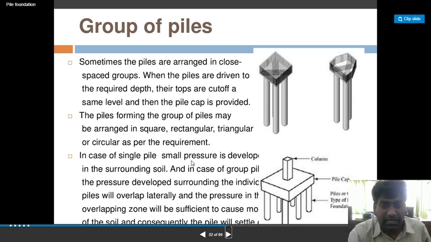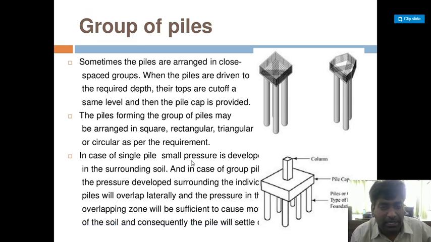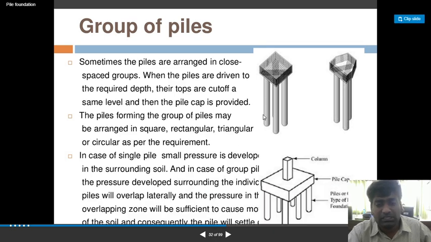In case of a single pile, a small pressure is developed in the surrounding soil, and in the case of a group of piles, the pressure developed surrounding the individual piles will overlap laterally, and the pressure in the overlapping zone will be sufficient to cause the movement of the soil, and consequently the pile will settle.